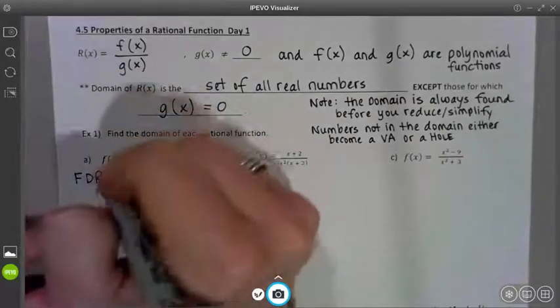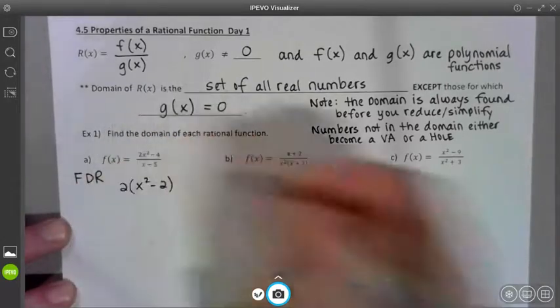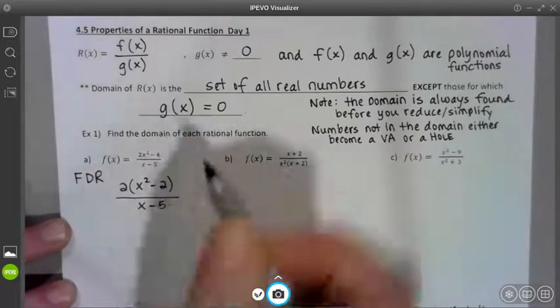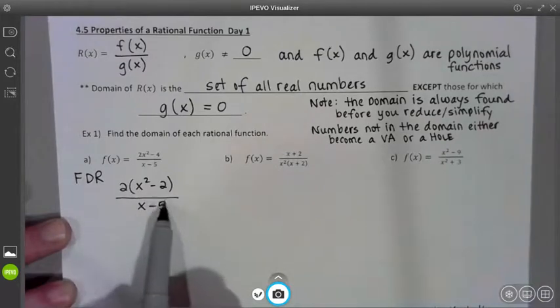So I would look to factor it. On top, I can pull a GCF of 2 out, and on bottom, nothing factors. So we factored it. Now we find the domain. The domain is what numbers make the bottom equal 0. Those are going to be the bad guys.